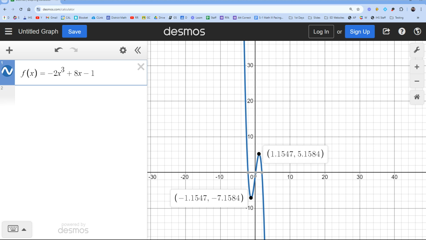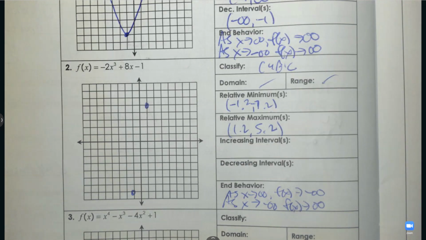So the minimum is at -1.2 and -7.2. The maximum is at 1.2 and 5.2. I'm going to put them on my graph right away. So it's basically -1 and -7. And then the other one is at 1 and 5. And then I'm just going to graph it.